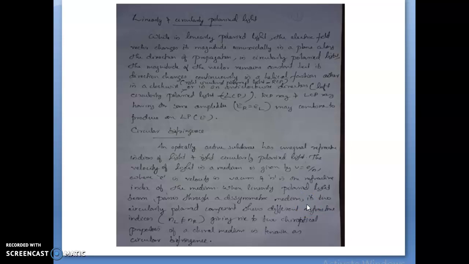Thus, due to this velocity difference, the initial circularly polarized light beam is now split into two components moving at different velocity. This phenomenon of splitting of a circularly polarized light beam into two components having different velocity is termed as circular birefringence, and the medium having such properties is known as circular birefringent. Okay. And one more thing.